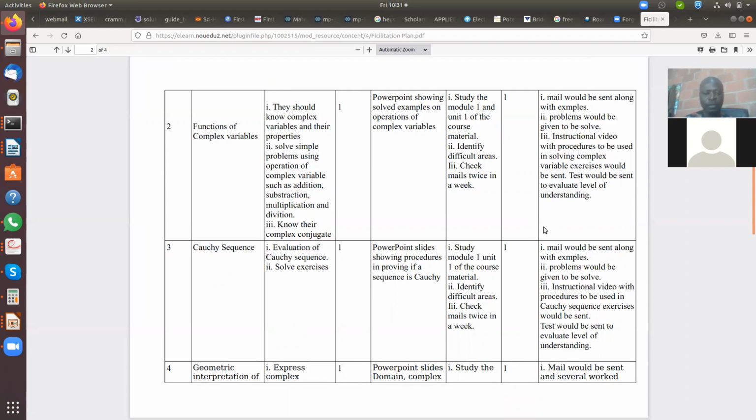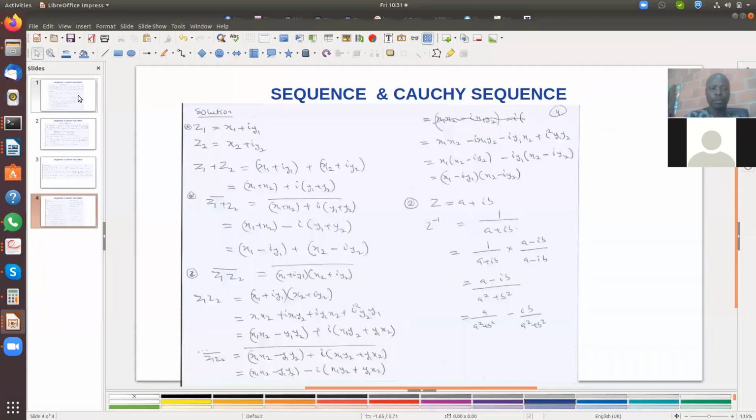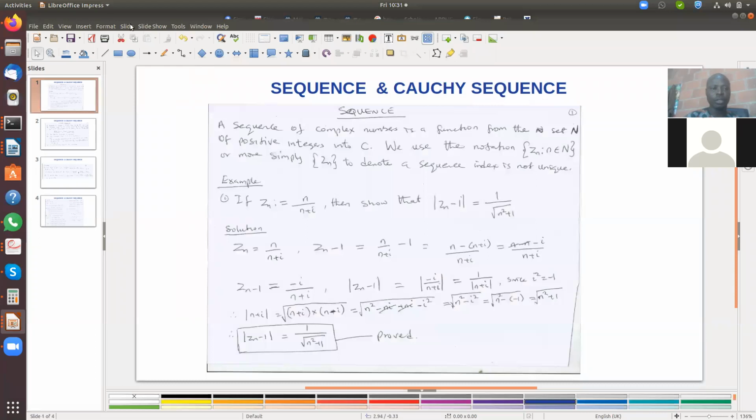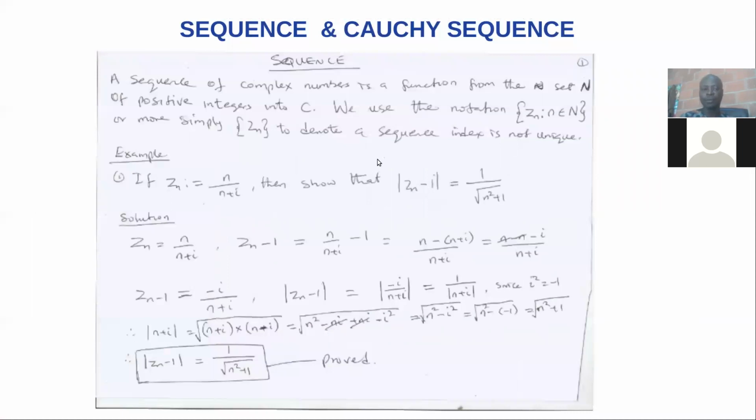Okay, thank you. So we shall be looking at sequences in general. So can you see my screen? So the question is, what is a sequence? A sequence of complex numbers is a function from the set N of positive integers into C. So what do we mean by set N?